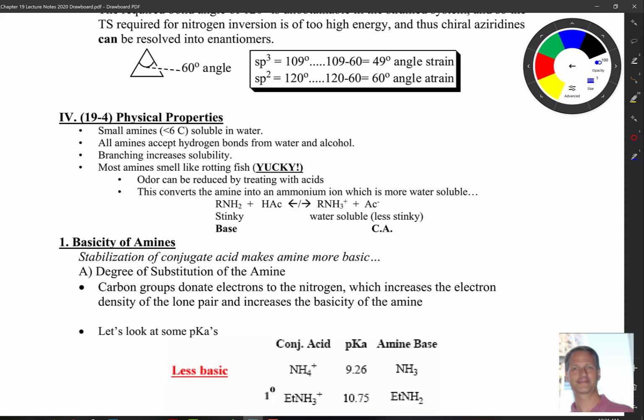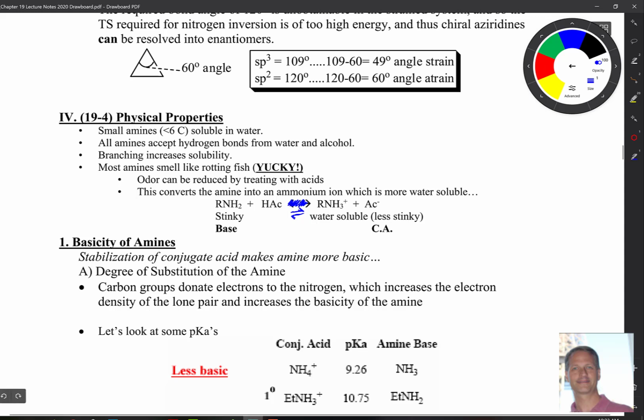One of the things we can do is we can reduce the odor by treating it with an acid. So let's put in a good reversible arrow here for equilibrium. Now what happens is you have an amine, which is stinky, right? It's a base, and you treat it with something like a weak acid, acetic acid. You get a protonated form of that amine, and that becomes more water soluble. And if it's more water soluble, then it's making its way into your nose a little bit less.